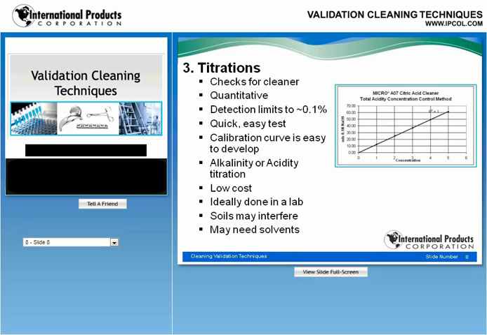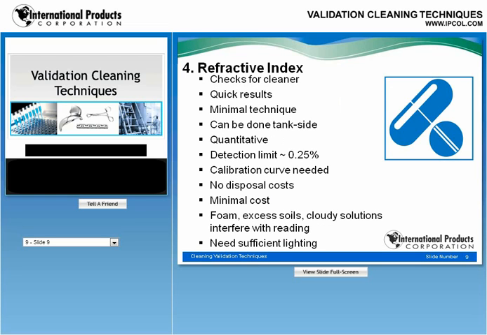Just like titrations, the refractive index is another method that provides quantitative results. It again checks for cleaner concentration, typically in the cleaning baths or the rinse tanks. The results are fast. They're even faster than titrations. Refractive index requires minimal technique, and another positive aspect of it, it can be done right at the tank. Like I said, the results are quantitative, but you can't achieve the same limits as you can with titrations. We found that about 0.25% is as low as you can get with refractometers.